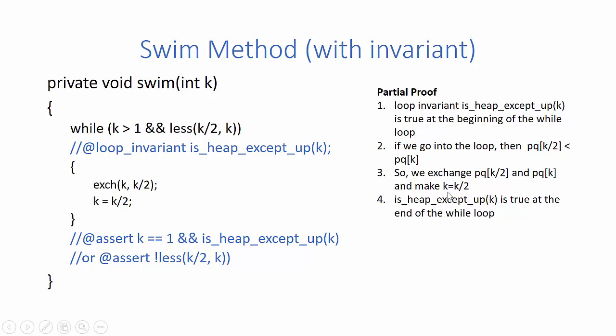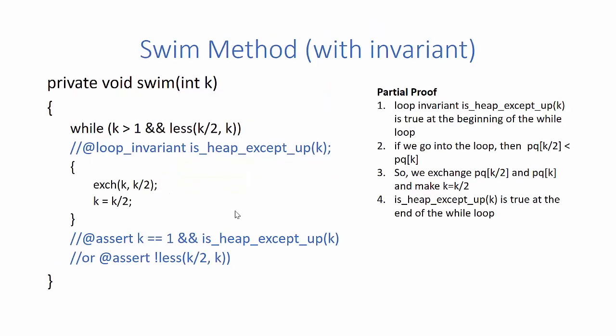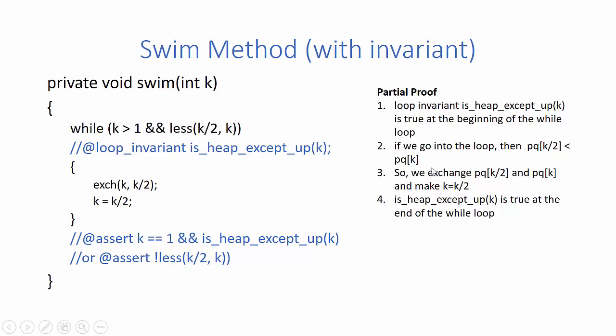I don't think we have to go through the proof of this. Essentially, we have proof that it's true at the beginning of the while loop. It's a heap except for k, right? So when you come to the k, obviously, if you go back and look at it here, except for k, it's true. And then if you go into the loop, then we know that PQ of k over 2 is less than PQ k, so we're going to do the exchange. And now it's true again at the end of the while loop. So that means it remains true throughout the loops.